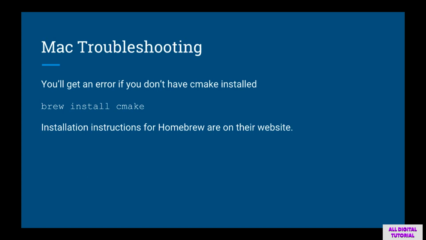Some troubleshooting if you're on a Mac. You'll get an error if you don't have CMake installed. An easy way to install CMake is to run the command brew install cmake. This uses Homebrew, which you'll also need to install if you don't have it already, but it's extremely easy since you can just copy and paste the command from their website.